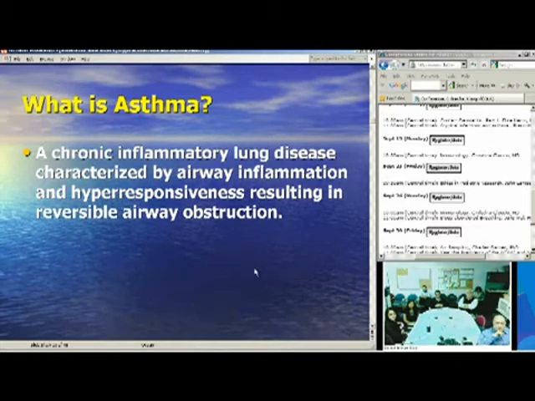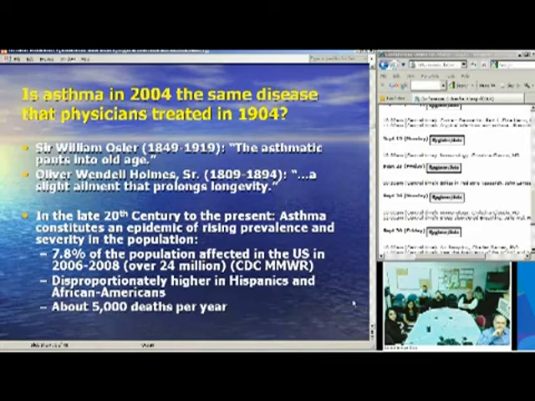information. So asthma, as everyone here doesn't need reminding, is a chronic inflammatory disease. The essential characteristic is that it results in airway hyperreactivity that is at least to some degree reversible. You could ask the question: Is asthma today the same disease that physicians were treating early in the 20th century? Our predecessors didn't seem to have a very high opinion of asthma as a severe disease. Sir William Osler said that the asthmatic pants into old age. Oliver Wendell Holmes, who was an asthmatic himself, said that it was a slight ailment that prolongs longevity.